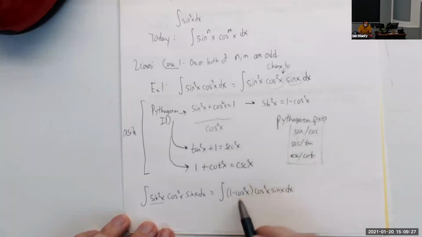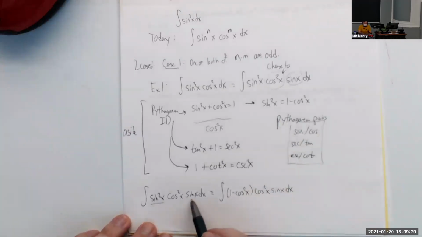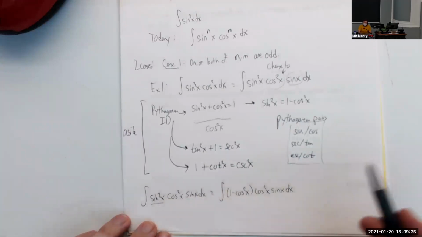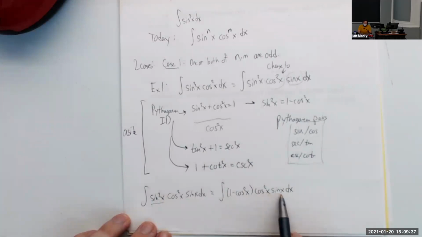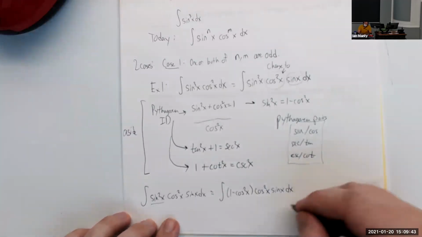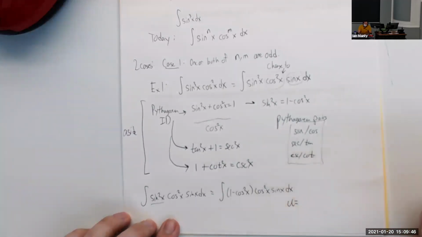And I'm going to do that for every sine that I see in here. If I pulled a sine over here, I'm going to change all of the sines over. If I pulled a cosine over here, then I'm going to change everything away from cosines. So now that the only sine I see is right here, what I'm going to do next is I'm going to do a u substitution. So can anyone guess what my u is going to be here? What's u going to be?